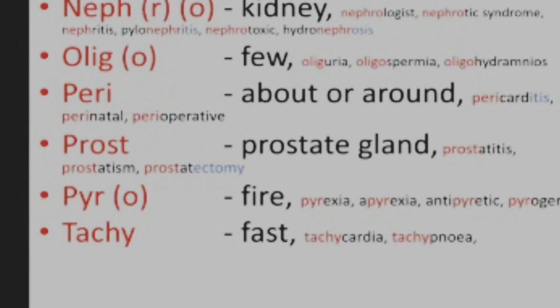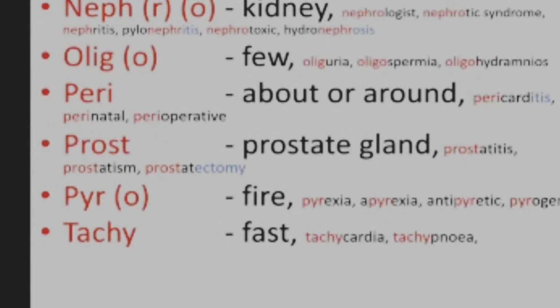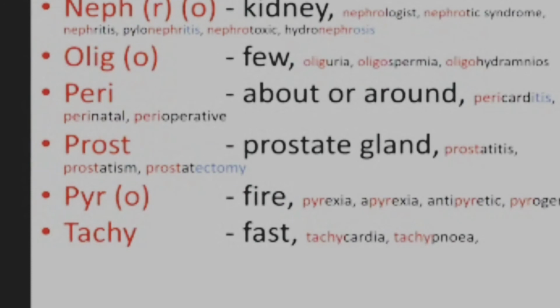Pyro is fire: pyrexia, apyrexia, antipyretic, pyrogen. Tachy, the opposite of which is brady, means fast. So tachycardia means your heart rate is more than 60, that's the normal range. If you are trying to scale the ladders or use the staircases, you find your heart pumping faster than usual. But that could be a temporary situation.